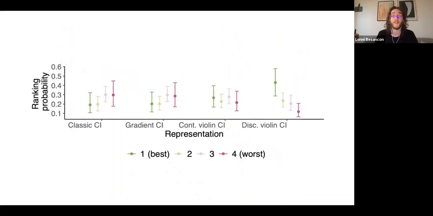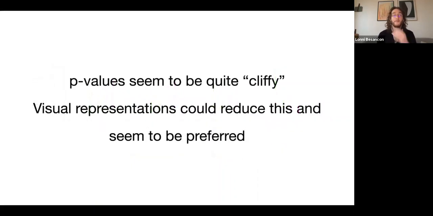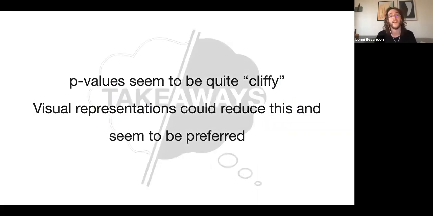Again, when it comes to preferences, we see here that the discrete violin CI was actually really liked by participants. Why is a little bit unclear actually, but people seem to prefer it. So that's part of the results we have, although the discrete violin CI didn't seem to do as good as other things, but that's quite all right. But to conclude on that, p-values seem to be quite cliffy overall. And visual representation could actually reduce this and seem to be preferred by participants, which is good news, I guess.